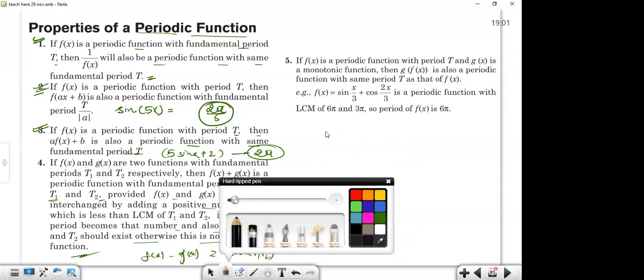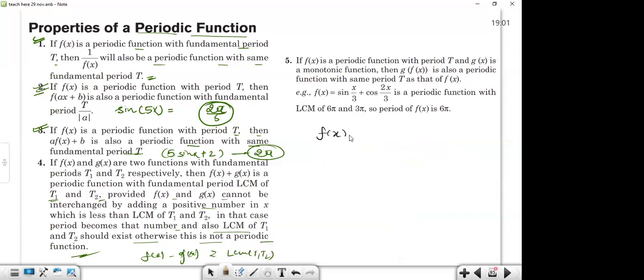We're taking f of x as sine of x and g of x as cosine of x. Both have fundamental period 2 pi because their graphs are somewhat similar. So now if we make a new function, sine of x plus cos of x, its fundamental period will be the LCM of both of these two.